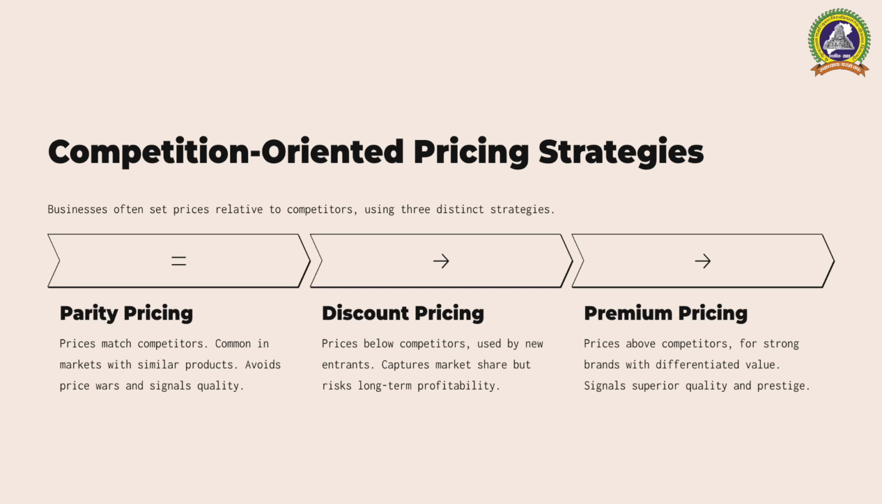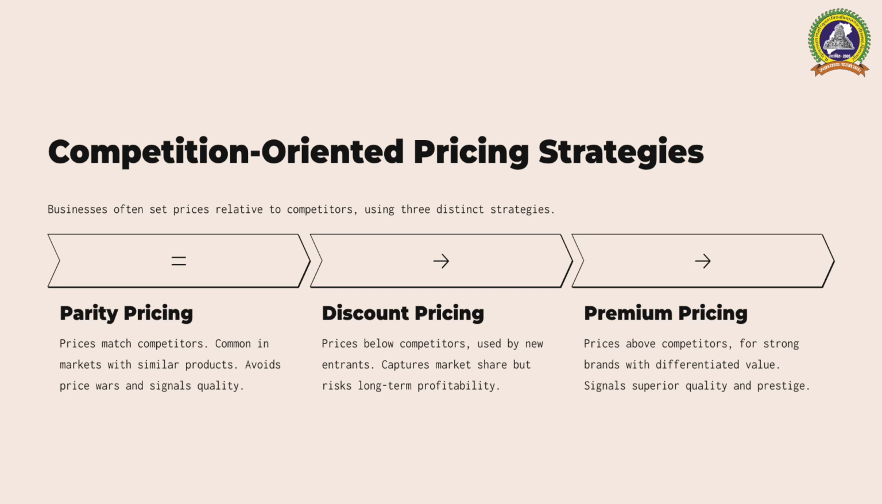This is common in markets with homogeneous products like steel or wheat, or in oligopolies where a price war would hurt everyone. It represents a safety in numbers approach. If a new entrant comes into a market with intense competition, parity pricing avoids rocking the boat. It signals that the product is of comparable standard to what is already available.